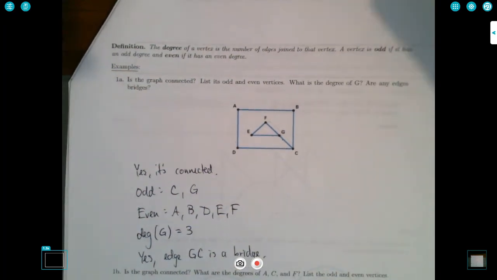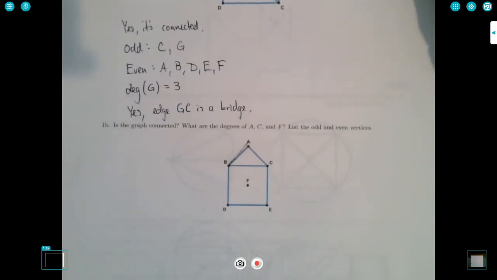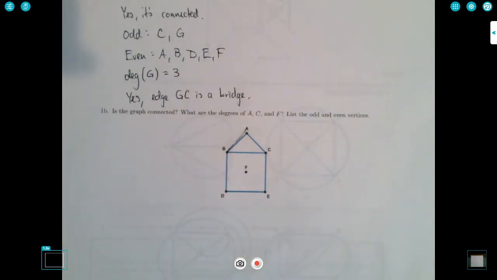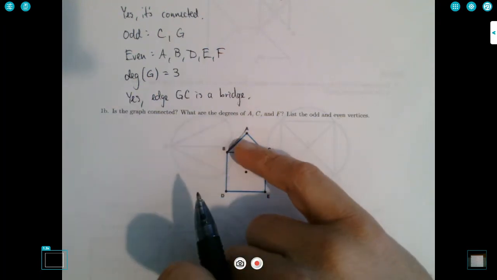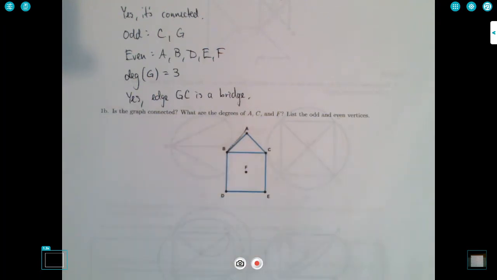Okay, let's do another one kind of like that. Is the graph connected? What are the degrees of A, C, and F? List the odd and even vertices. I had some kind of printer malfunction or something. Okay, is the graph connected?